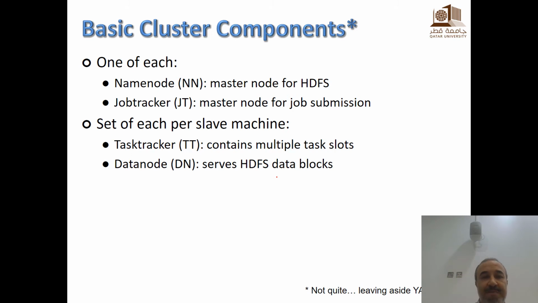So this is just a summary of the basic cluster components. We have one of each of name node and job tracker. And of course, corresponding to the name node, we have data nodes. And with the job tracker, we have task trackers. So the job tracker is the master node for job submission. So that's the MapReduce part. The name node is the master node for the file system. The task tracker, we have one task tracker per node, which is responsible for processing the task on that node, and the data node is responsible for the data that is stored at that node.